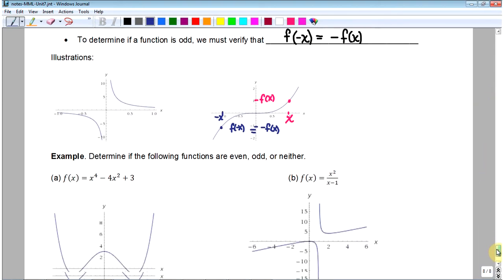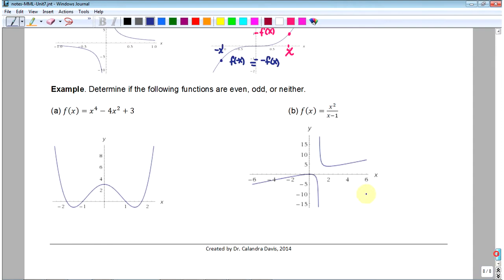Okay, so let's look at a few examples of this. Determine if the following functions are even, odd, or neither. So for our first one, I see that this looks like it's an even function. If I fold it along the y-axis, it looks like the two sides will meet up. But to verify it, we need to check that f of x is equal to f of negative x. Well, we already know what f of x is equal to, so I just need to calculate f of negative x.